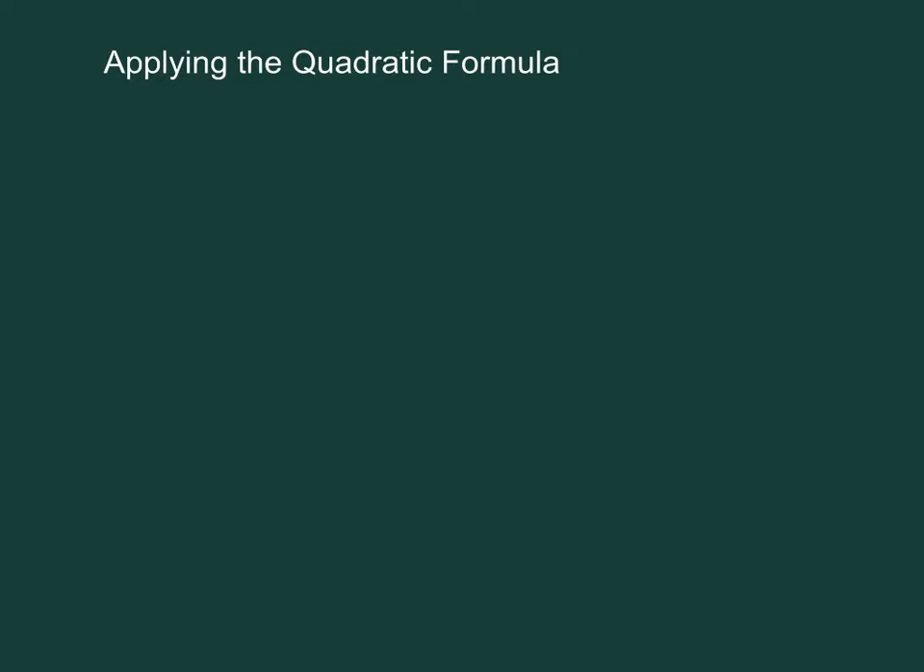Okay, so this is all about applying the quadratic formula. So let me just get the equation down: 3x squared minus 8x minus 1 equals 0.